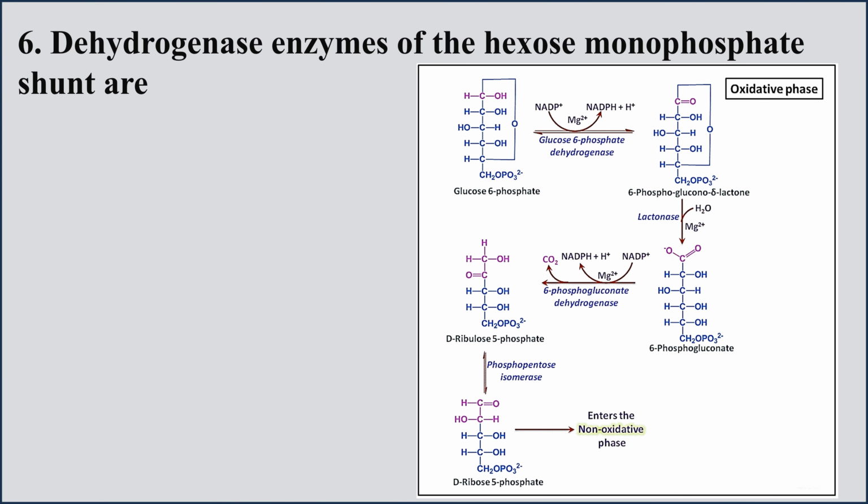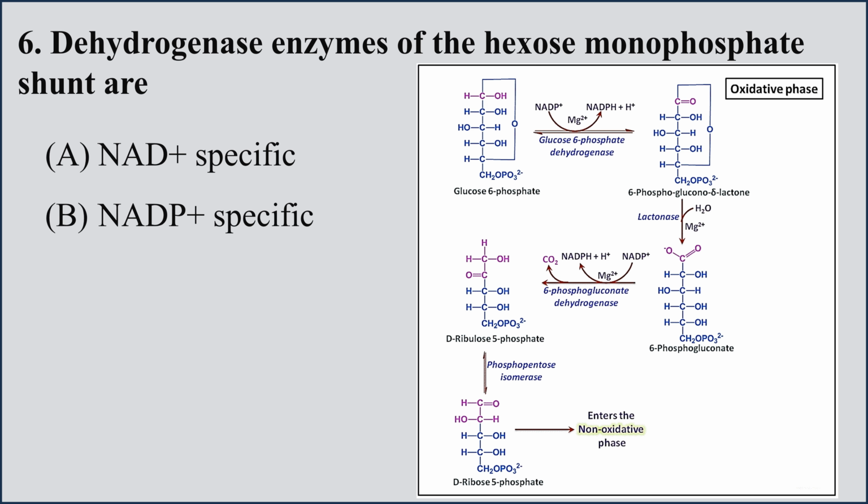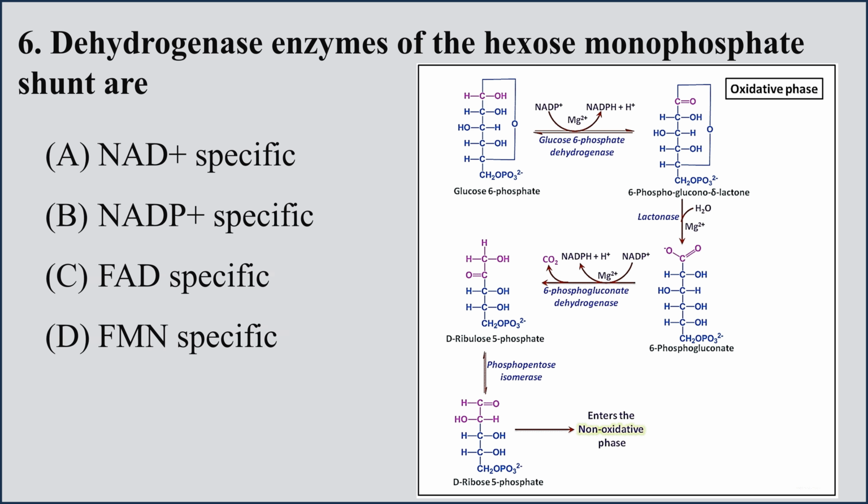Question number 6. Dehydrogenase enzymes of the hexose monophosphate shunt are A. NAD specific, B. NADP specific, C. FAD specific, D. FMN specific. There is only one carrier that is specific for the hexose monophosphate shunt, the HMP shunt, also known as the pentose phosphate pathway. This is NADP specific.